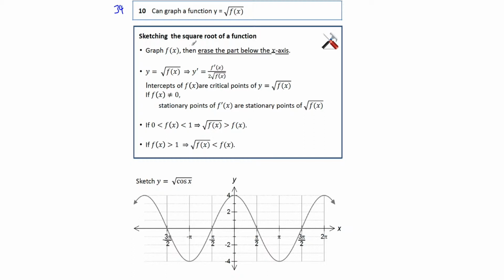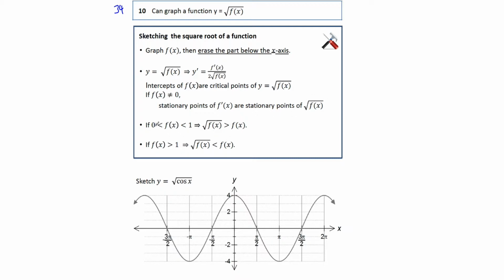Also, we need to note that the derivative of the square root of f(x) is f'(x) on 2 times the square root of f(x). So the intercepts of f(x) are critical points of y equals the square root of f(x). So if f(x) does not equal 0, the stationary points of f(x) are stationary points of the square root of f(x).